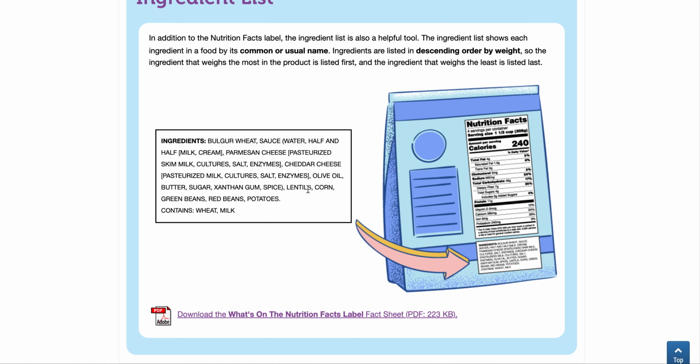So I do encourage you to visit, this is again the U.S. Food and Drug Administration website, and go on to their interactive nutrition facts label and play around. And hopefully you can become an expert at reading the nutrition facts label.